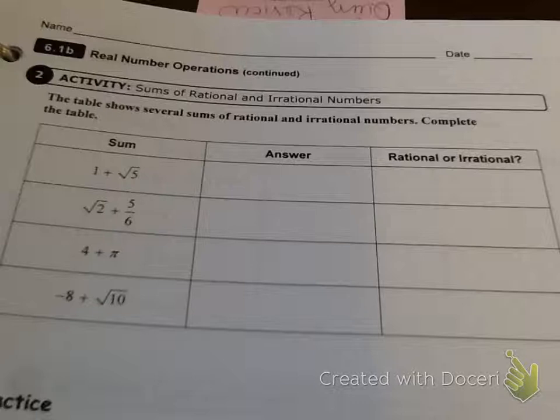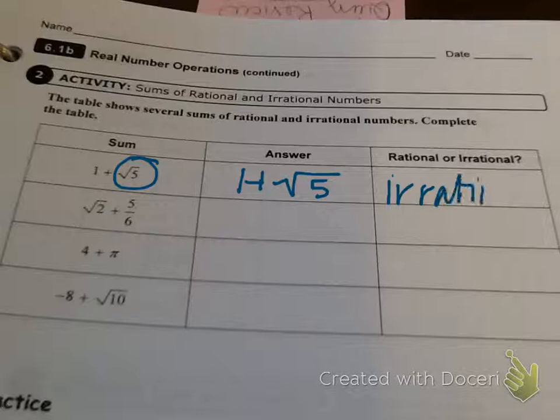When we have sums of rational and irrational numbers, we're going to take a look and see what happens. 1 plus the square root of 5. Well, the square root of 5 can't be broken down into anything different, so that's just 1 plus the square root of 5. It can't be broken down anymore. There's no perfect square I can take out of that. So it's irrational, because you'll remember that square roots of non-perfect squares are always irrational.